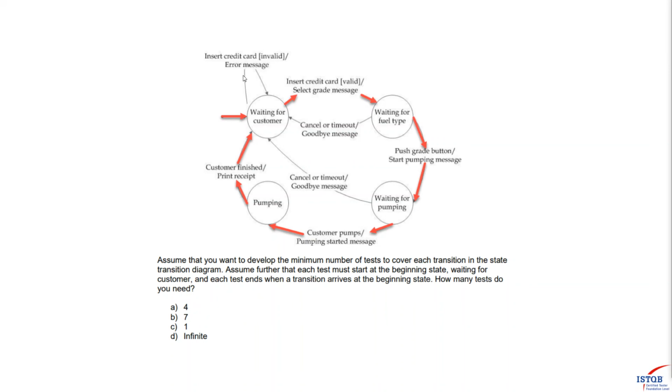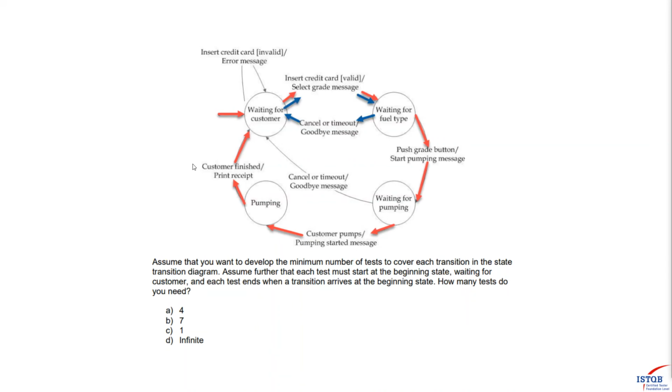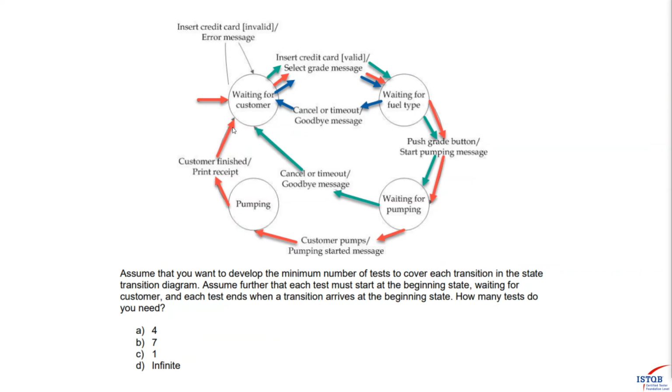Let's design one more test. Our second test will be from waiting for customer to waiting for fuel type, and from waiting for fuel type to waiting for customer. By this test, we covered one more transition. Let's design one more test. From waiting for customer to waiting for fuel type, from waiting for fuel type to waiting for pumping, from waiting for pumping to waiting for customer. By this test, we covered one more transition, cancel or timeout.